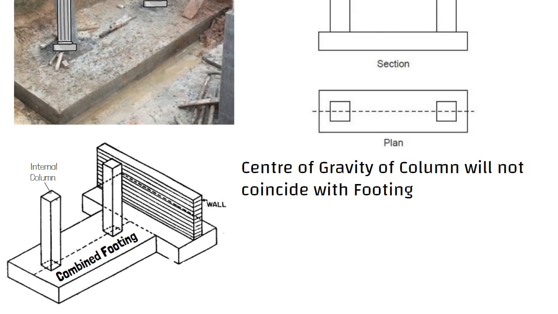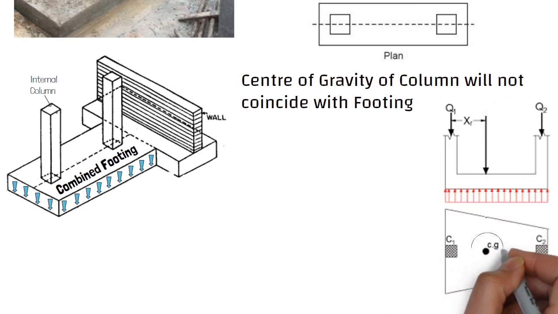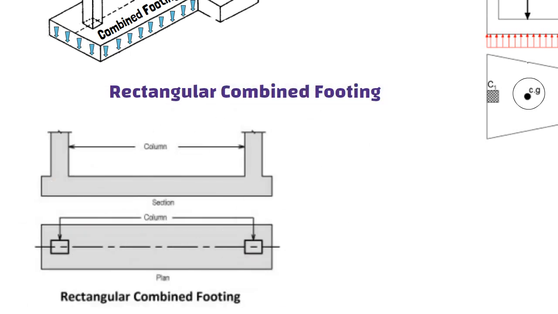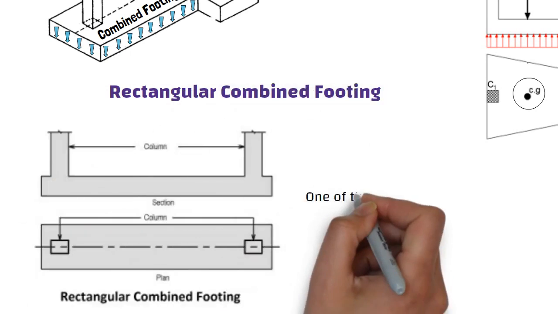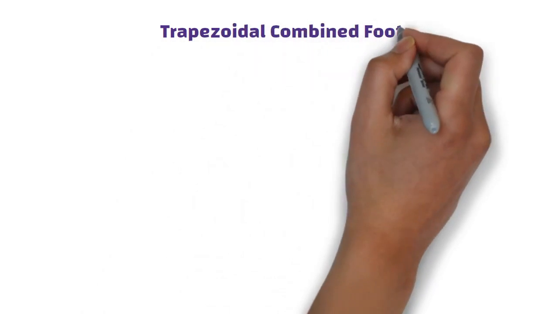The ultimate aim is to get uniform pressure distribution under the entire area of the footings. To achieve this, the center of gravity of footing area should coincide with the center of gravity of total loads of two or more columns. Combined footings are further classified into following types based on their shapes. Rectangular combined footing. The rectangular footing is provided when one of the projections of footing is restricted or the width of footing is restricted. Trapezoidal combined footing.